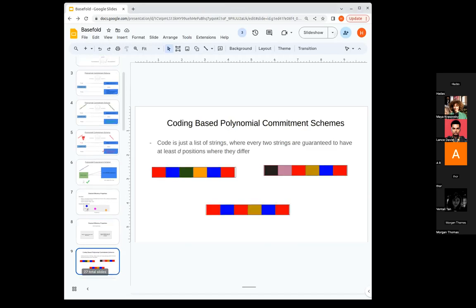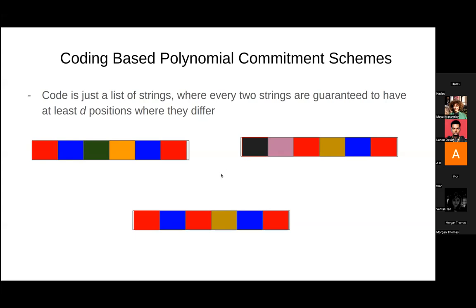Okay, cool. So now I'm going to go into coding-based polynomial commitment schemes. An error-correcting code, you can just think of it as a list of strings where every two strings are guaranteed to have at least D positions where they differ. So I put these blocks here with different colors. For example, the first and the second have the same color, the third and the fourth are different colors, the fifth and the sixth have the same color. So this would have a Hamming distance of 2, and this one has a Hamming distance of 2 as well. So you could say the minimum distance of this code is 2.